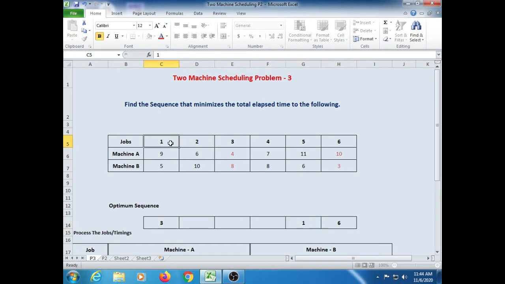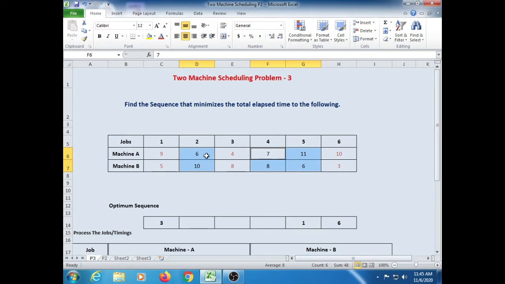So job 1 is placed from right to left because this processing time is related to machine B. That's why I placed it here. Already we have 6. After that we have to place the next job. Then we do not consider these processing times again. So what are the remaining processing times we have? These are remaining. Among them, which is the lowest processing time?